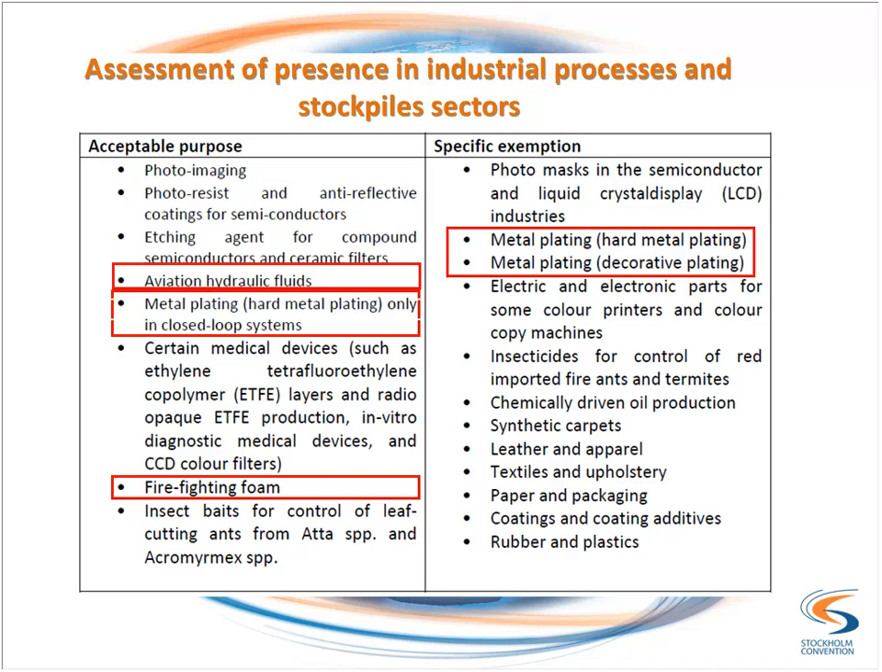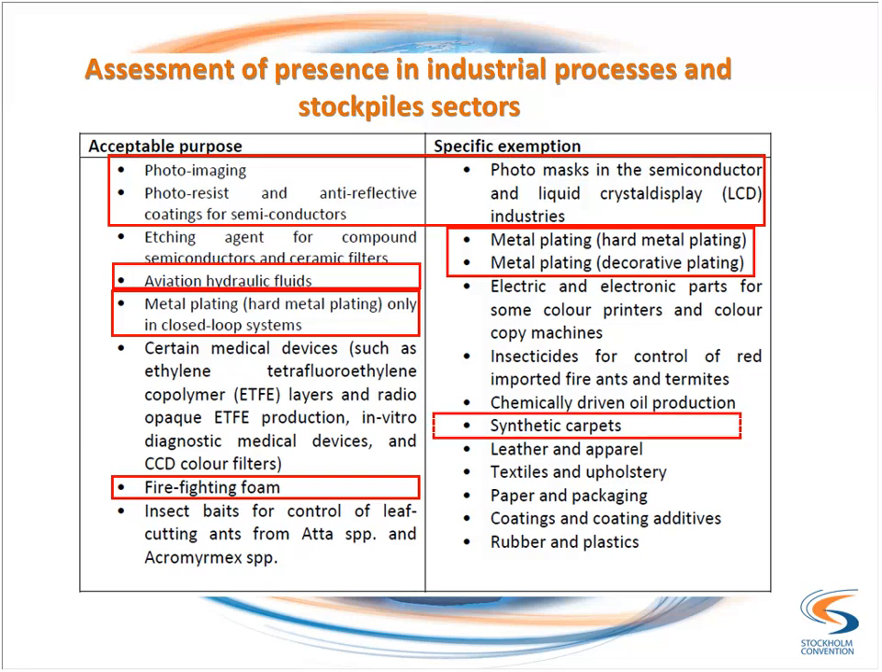In the case of metal plating, in many countries PFOS is still being used, and some of those countries have requested the acceptable purpose exemption or the notification. So if you have a plating industry, please check if you're still using PFOS. Photo imaging, photoresist and anti-reflective coatings are very small uses. If you don't have the industry there, you might not need to go into an in-depth inventory.